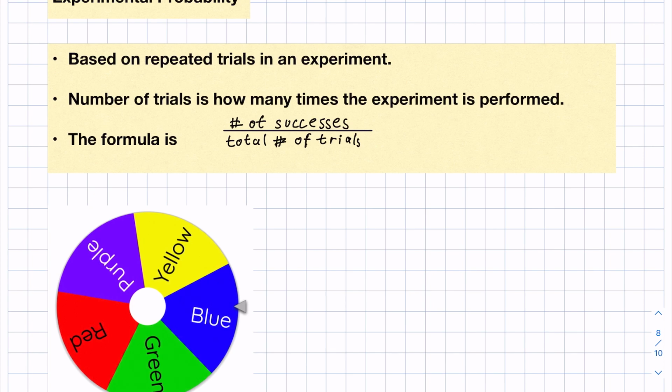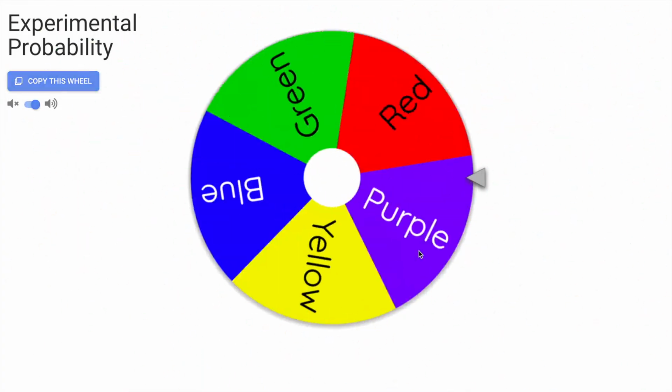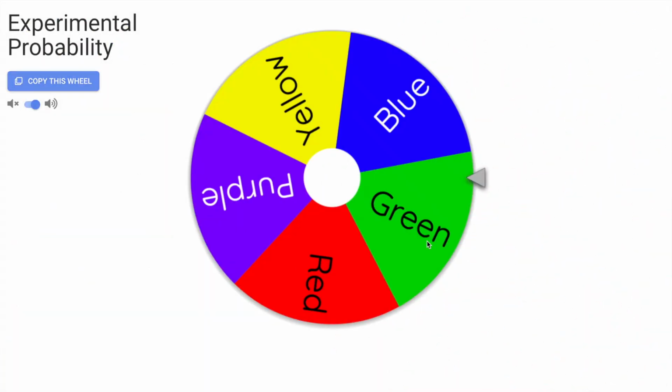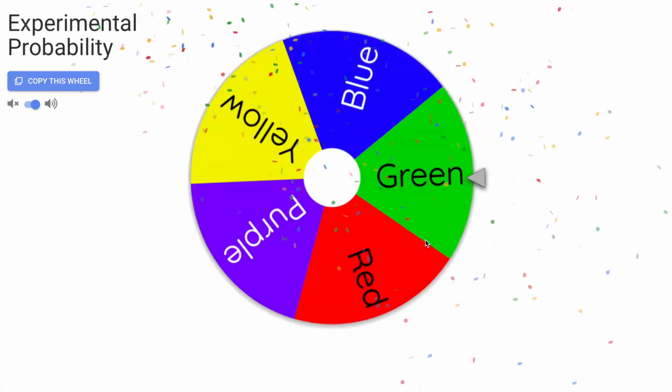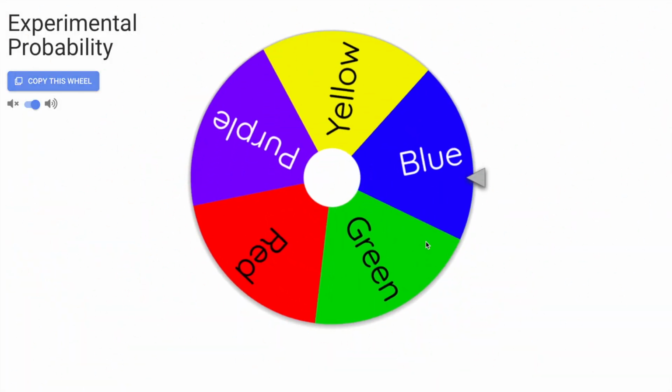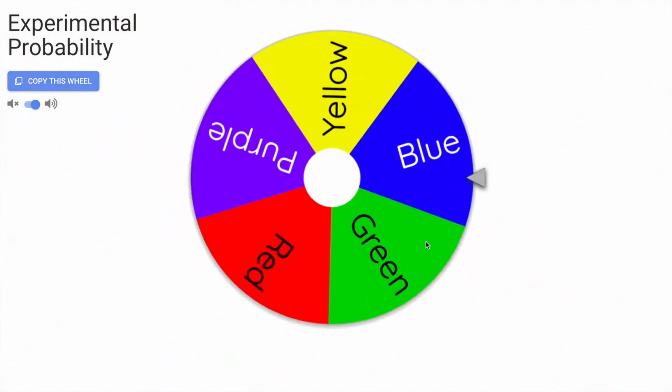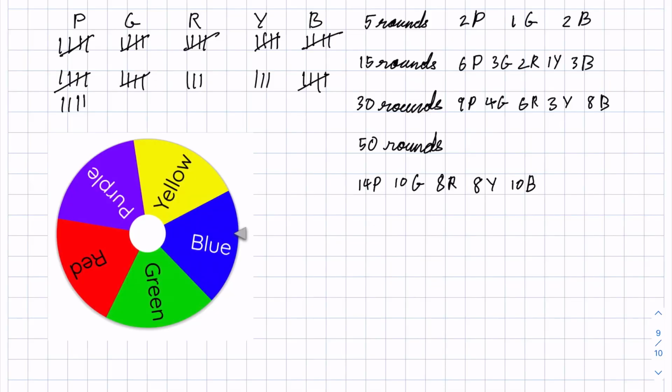So if we were to spin it 50 times, 1/5 of 50 would be 10. So let's spin this spinner. I spun the spinner 50 times, and these are the results I got. I also noted the results when I spun it 5 times, 15 times, and 30 times. These were the outcomes I got for each of them.